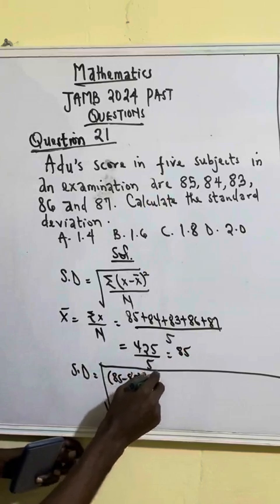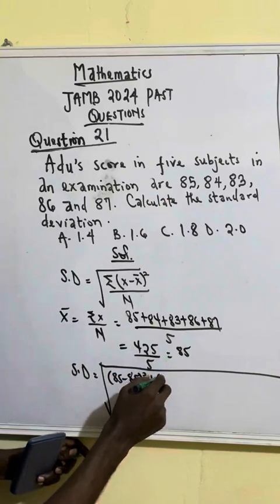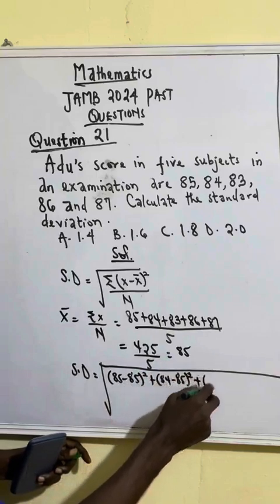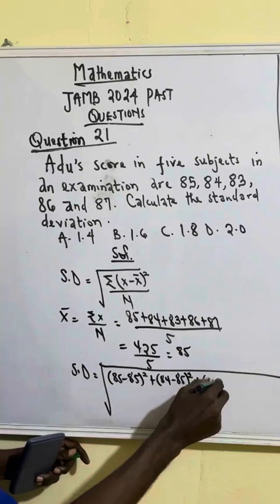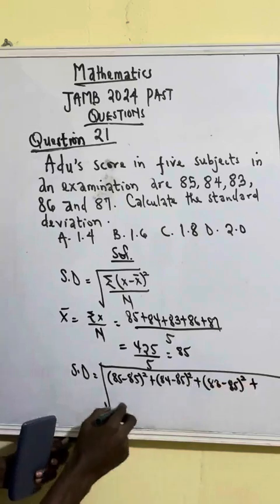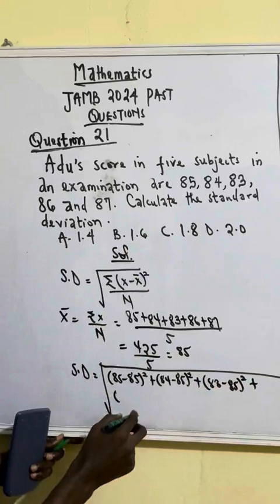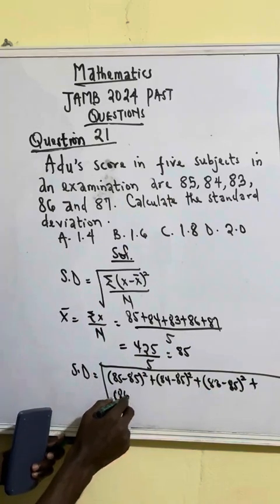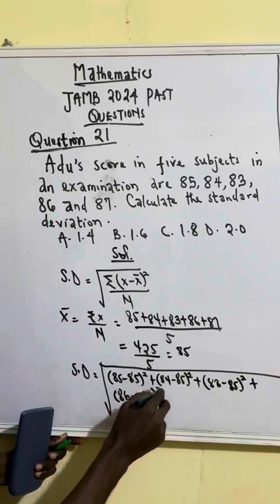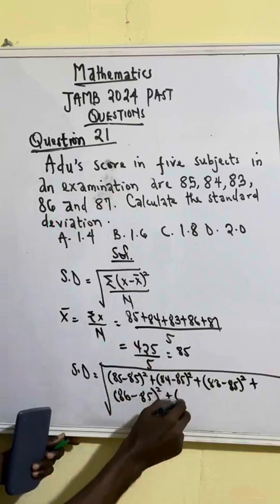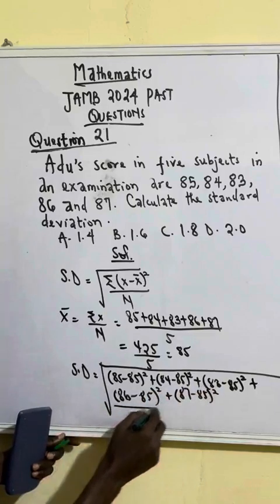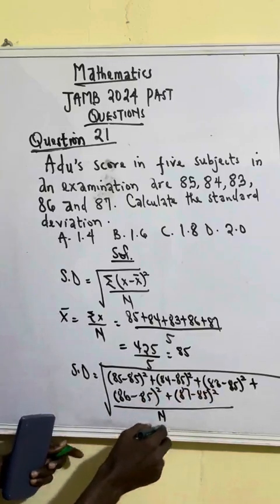Square it, plus the next one, which is 84 minus 85. Square that also, plus the next score, which is 83 minus the mean, which is 85. Square that also. The next score after that will be 86 minus 85. Square that also, plus the last one, which is 87 minus 85. Square that also, then all divided by the total number, which is n.